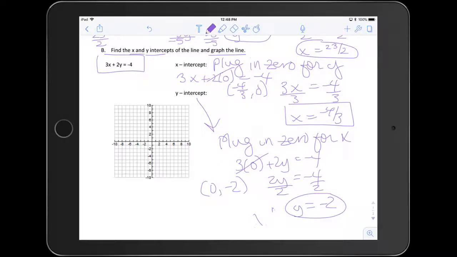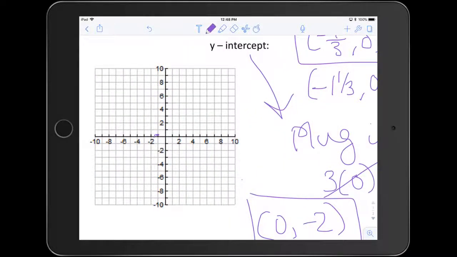So I'm going to take each of my intercepts and plot them. So the -4 thirds, 0. So think about what -4 thirds is. It's -1 1/3. So when I go to plot that, I'm going to go to the left -1 and a little bit more, 1/3. I'm going to put a point right there. See if I can make this bigger. So -1 1/3 would be right about there.